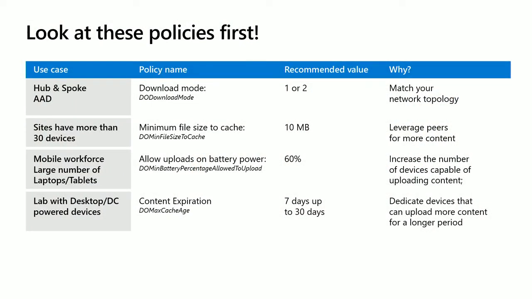It is a minimum percentage, so it's not going to eat up the battery. It's going to stop at the percentage that you set. And lastly, just keep in mind that there are ways to control how long the content stays in the cache. So if you want to see better performance, you can extend the time that we keep the content in the cache. Most companies do 7 days. Companies that do ring deployments would usually set this for 30 days for the first ring of devices and so on.